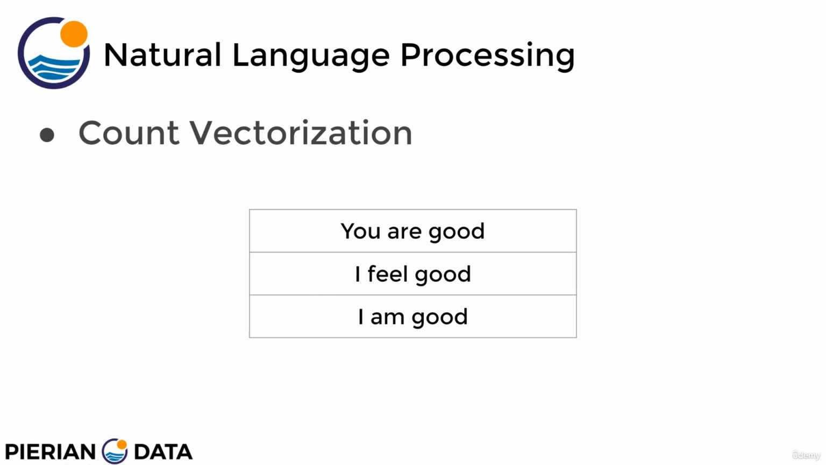Count vectorization is actually a very simple process. Imagine that we have three documents, where each document is actually just a simple sentence. So we have three sentences here: you are good, I feel good, I am good. And what we want to do is be able to extract features from this in order to create a numeric matrix out of this text information.